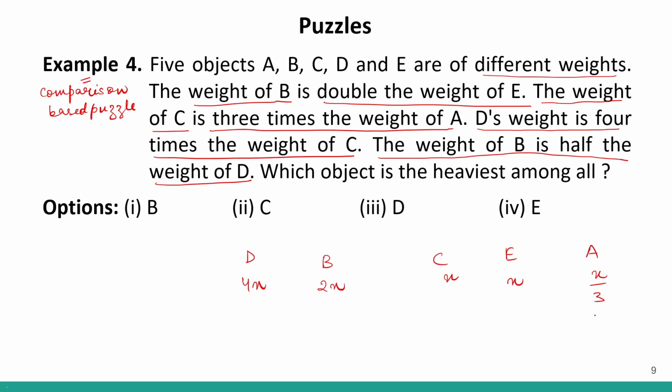If you want to simplify this, you can take A to be X, then C will be 3X, E will be 3X, B is double so this will be 6X, and D is basically double of that, so this will be 12X. Either way, you can represent the data. Whichever is easier for you. Now, this will be the weight order, correct? C and E are equal and E is greater than A. This is the higher side and this is the lower side. We have to answer which object is the heaviest among all. So heaviest is definitely D. So my answer will be option number 3, D. Clear? Option number 3, D.